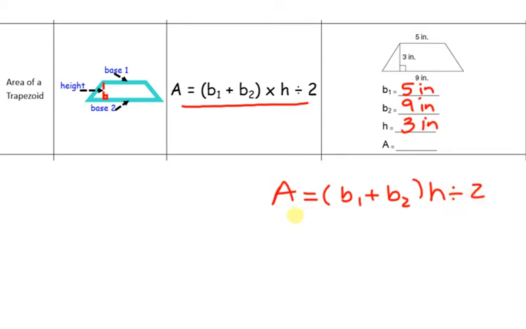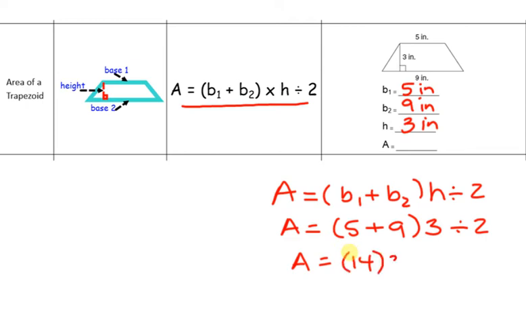Okay, so let's start to put our numbers in. Area equals base 1 is 5 plus base 2 is 9 times the height 3 divided by 2. Now keep in mind order of operations. So parentheses first. Area equals 14 times 3 divided by 2.